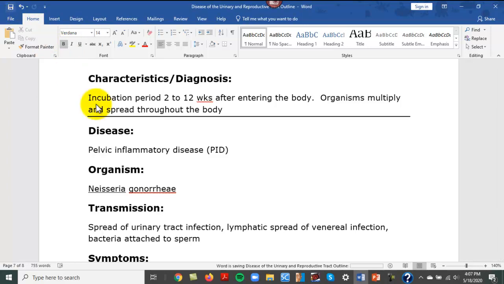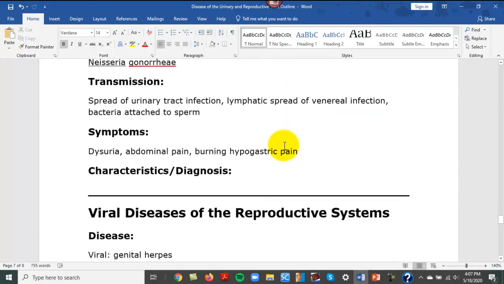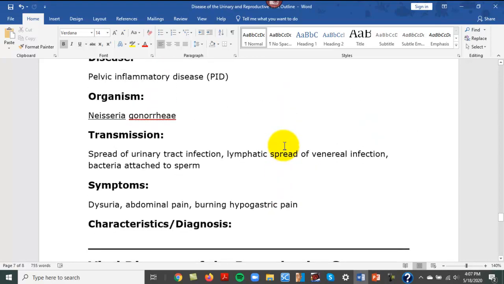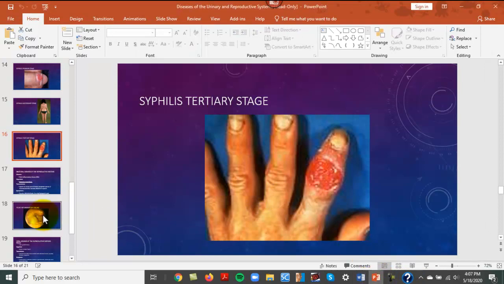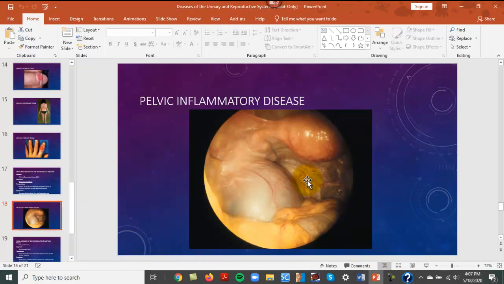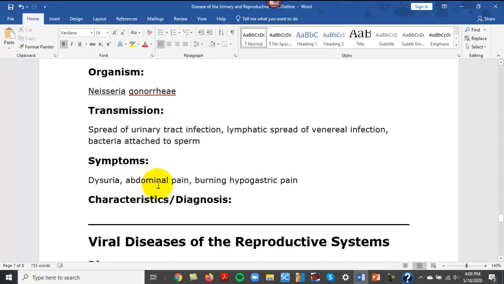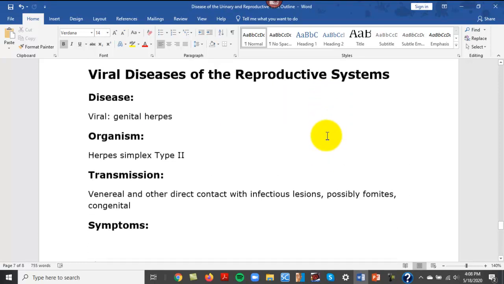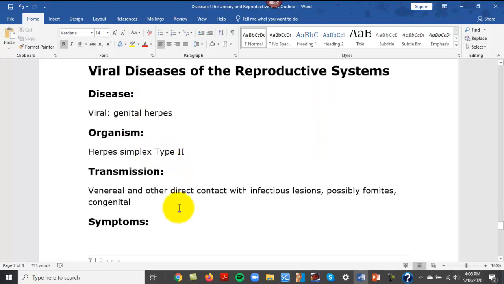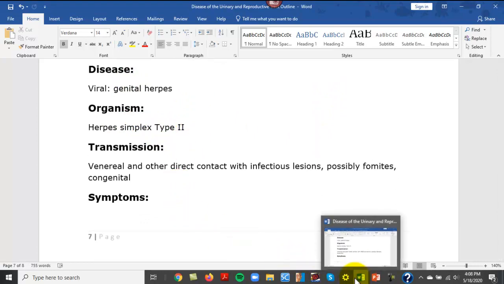Okay, now pelvic inflammatory disease, which just sounds so painful. I know that inflammation hurts. Just think about an inflamed joint or anything, it usually causes pain, but that was a picture of some inflamed internal organs. Pelvic inflammatory disease often follows gonorrhea, but you can get it different ways: lymphatic spread of venereal infection, spread of urinary tract infection, with dysuria, abdominal pain, and burning hypogastric pain. It sounds very painful.